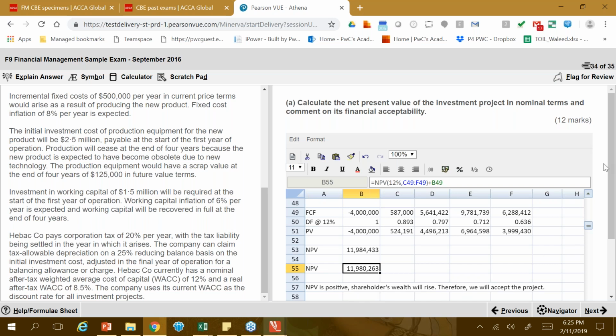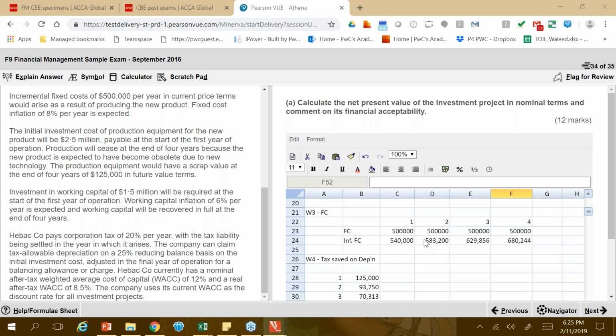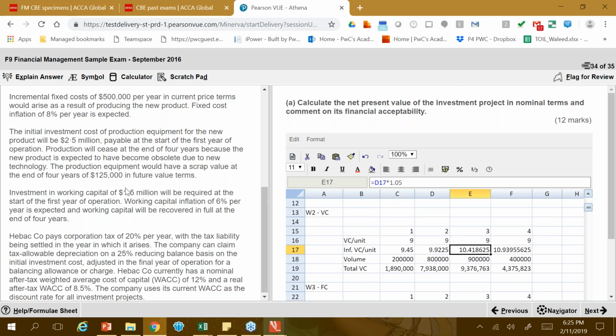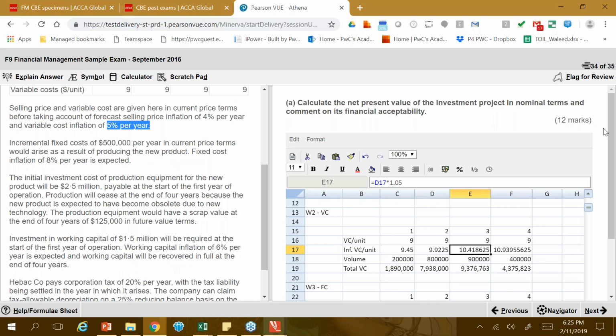Final questions here before we move into something else. The question is why we add inflation on the previous year variable cost, because each year variable cost was $9, so inflated variable cost should be 9.45 each year. Well, it shouldn't be 9.45 each year because the variable cost inflation of 5% is being applied per year. So every year it's being applied 5%. And that's what it said in the question as well. It said it is 5% per year. So you have to increase that by 5% every year. Any more questions before we move into other things?